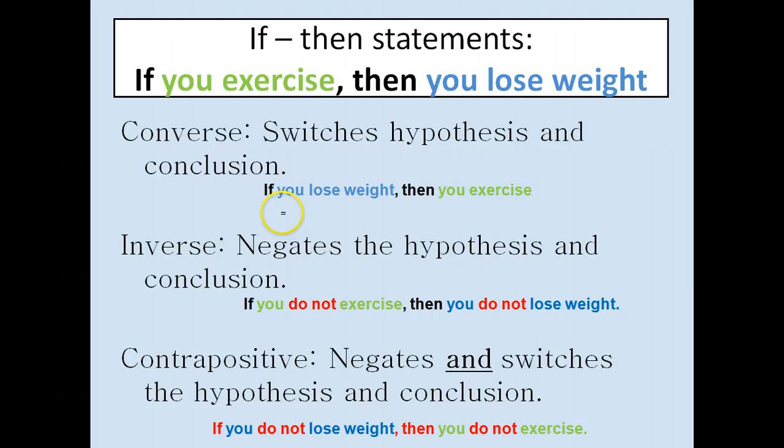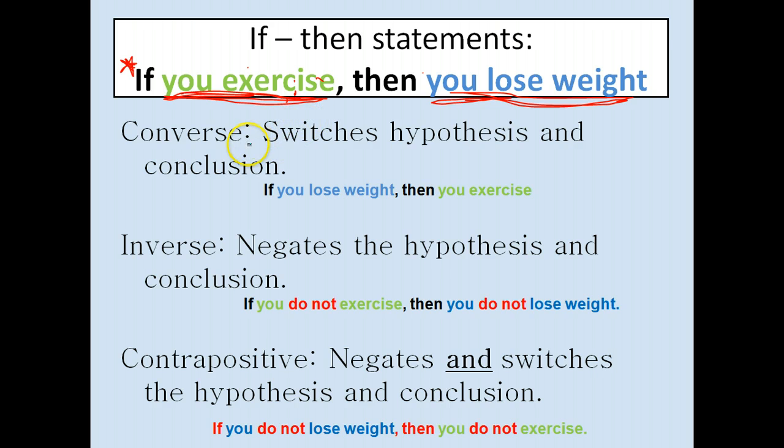All right, let's talk about the ways that we can adjust an if-then statement, or the changes that we can make to it. So I have an example of an if-then statement. If you exercise, then you lose weight, and we've talked about the parts in previous lessons. The if part is called the hypothesis. Okay, that's our condition, and the then is the conclusion. So if the hypothesis happens, then the conclusion is true. And this is generally a true statement. If you exercise, then you will lose weight, I guess, as long as you don't eat extra food.